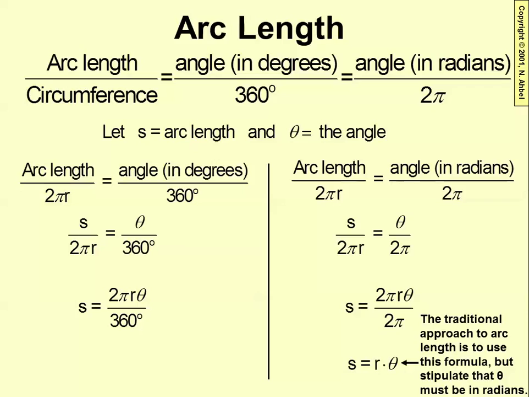So it's two different approaches to the problem. One is a part is to whole problem where it doesn't matter whether it's in degrees or radians. The other, more traditional approach is S equals r theta, but you have to convert all angles into radians.